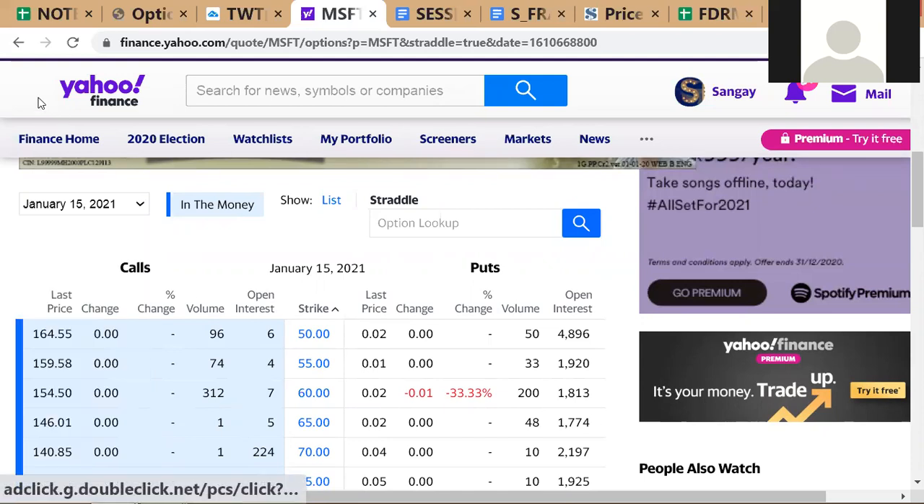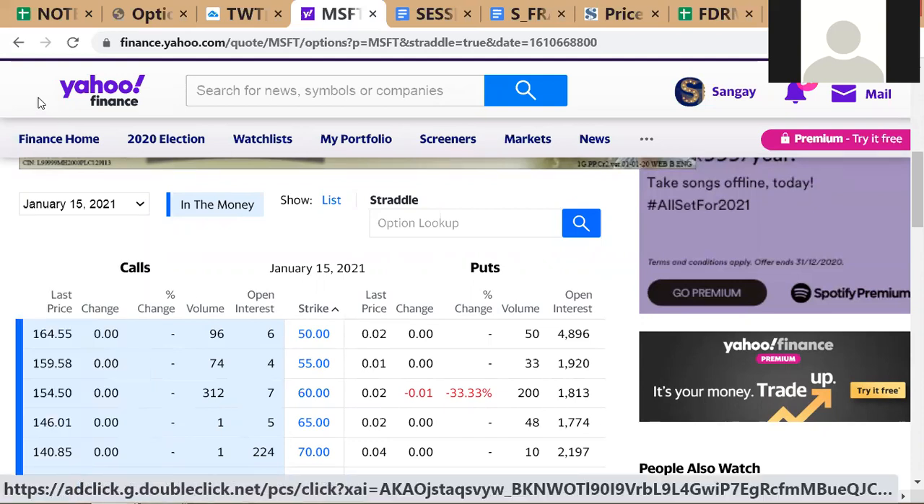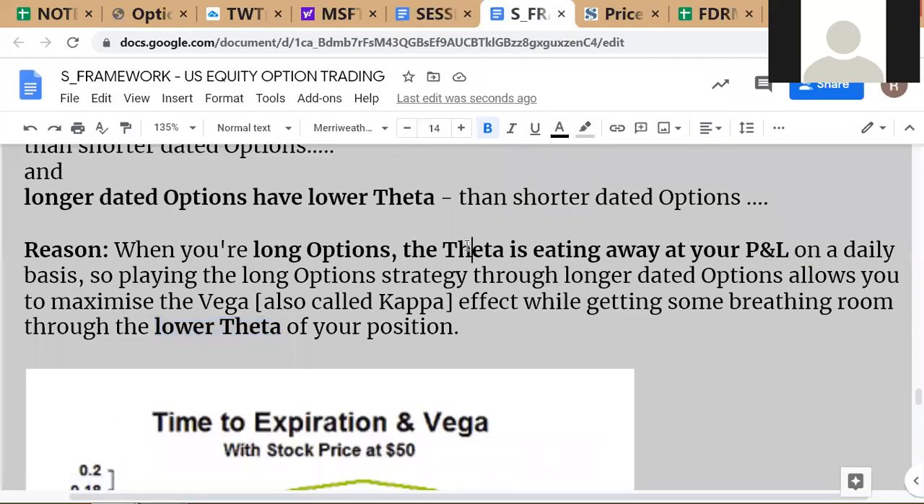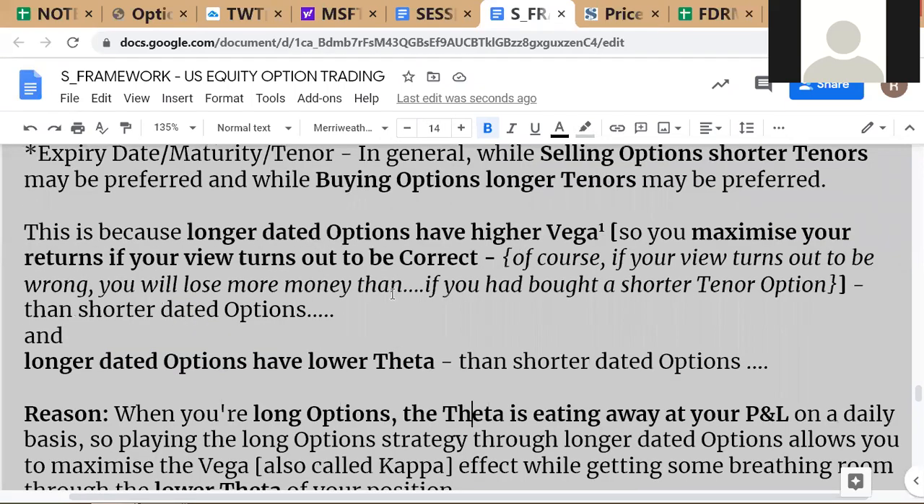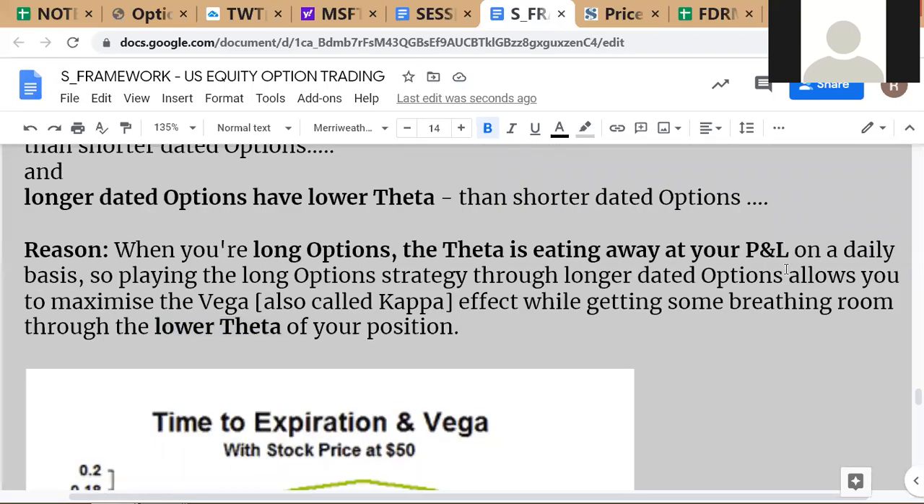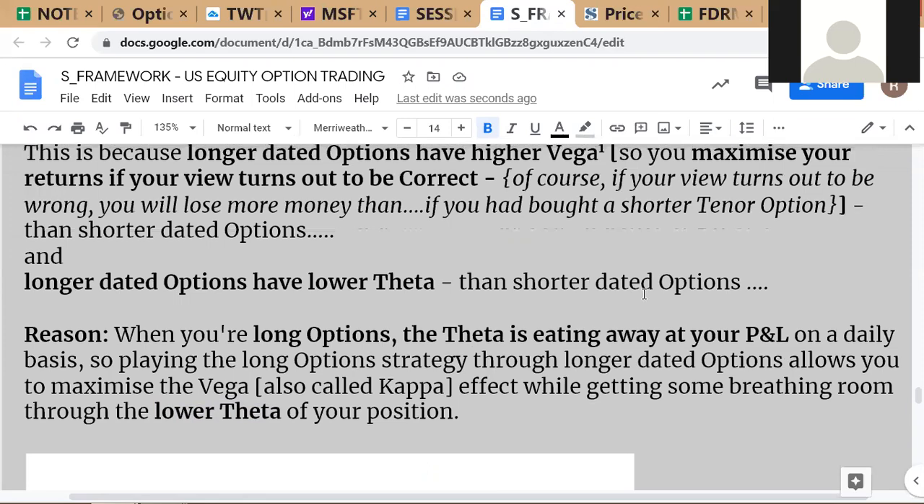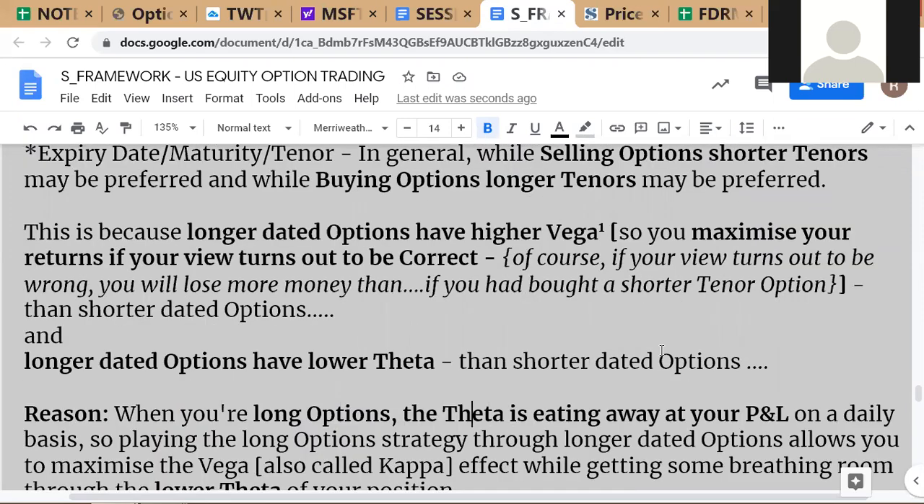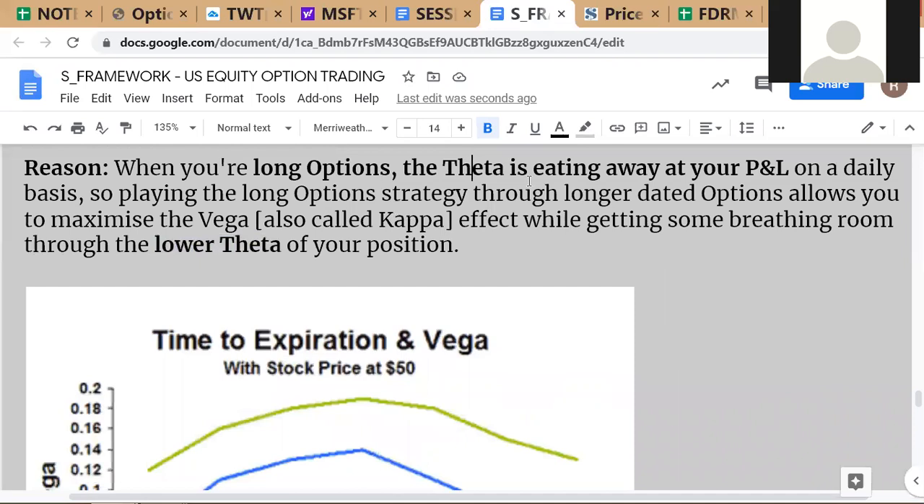Okay? And we'll show you this chart, which we had already showed you once, because Siddharth asked a question about this a couple of sessions earlier. The second reason that we are giving you is that when you are buying options, your theta will be eating away at your P&L, and therefore you should buy longer dated options, because you can't help the fact that the theta will eat away at your P&L, but at least it will have a lower theta than a shorter dated option. So that's what we're talking about here.